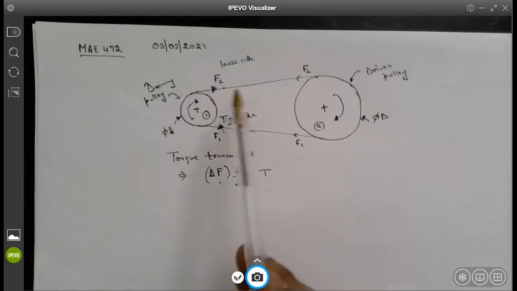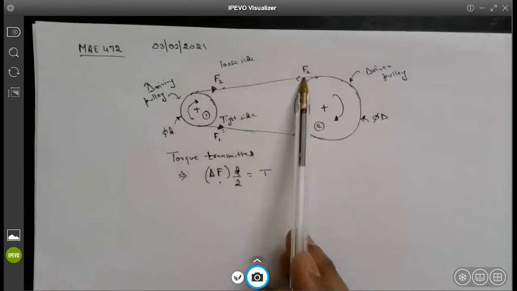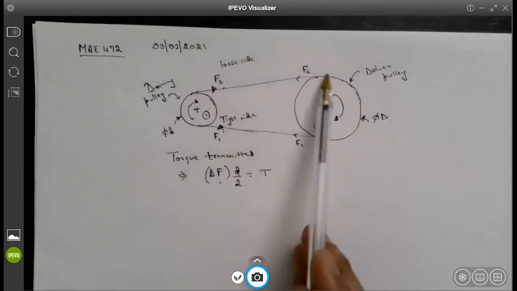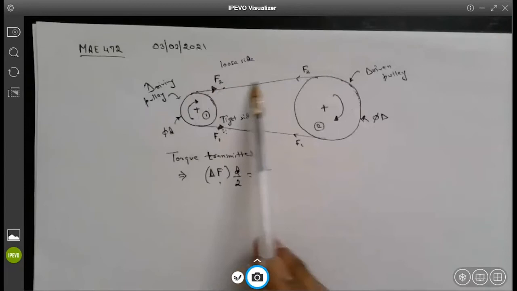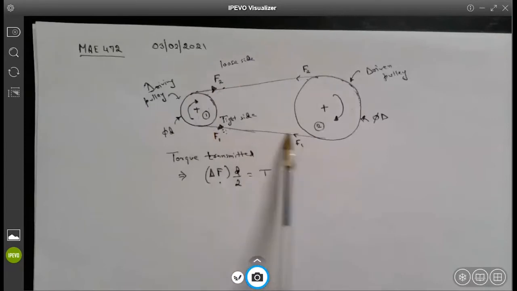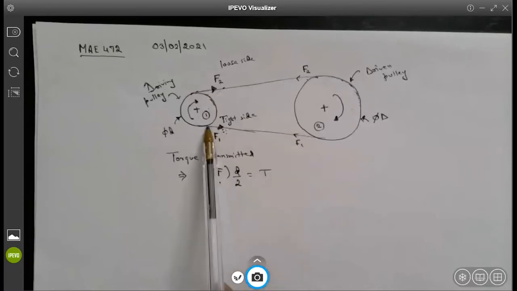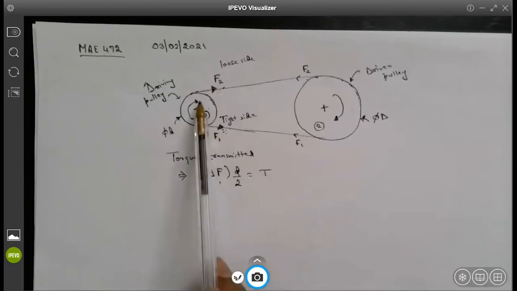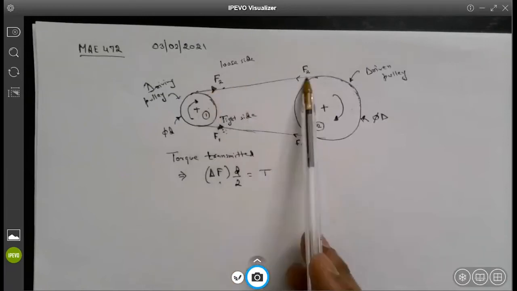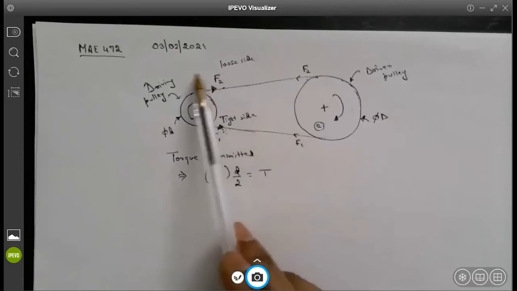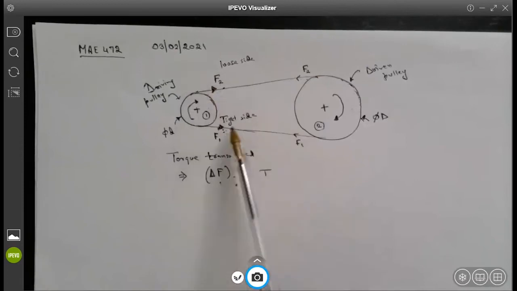Once you have identified the tight side and loose side, this will remain the same here. So you will have F2, the same tension, because between this point and this point in the belt, there is nothing which is changing the tension. The tension remains the same. So F2 remains the same all along. F1 remains the same all along, as nobody is changing the tensions between this point and this point. Only when the belt comes in contact with the pulley does the tension in the belt change to F2, and when it leaves with F2 tension, it remains there. So we are just focusing on the driving side here, and then we identify the tight side and loose side.